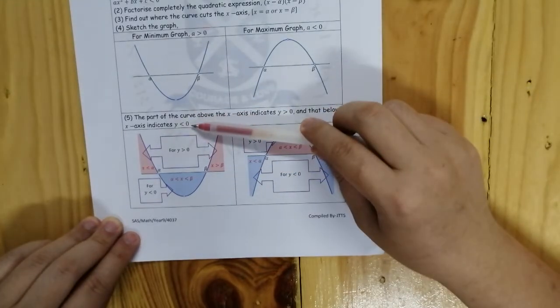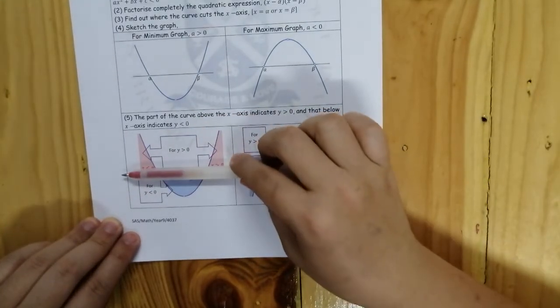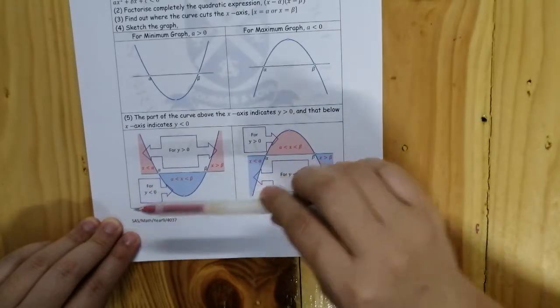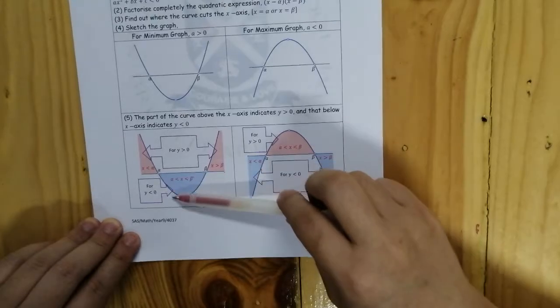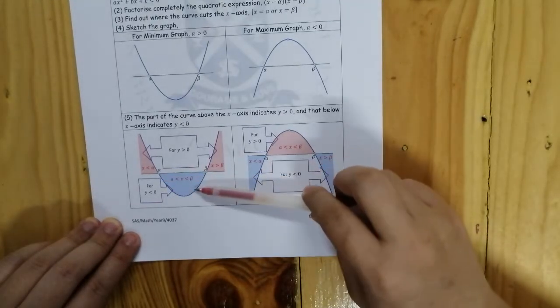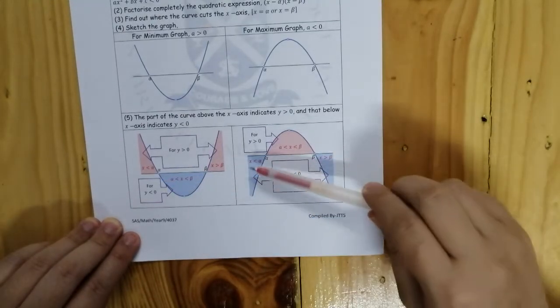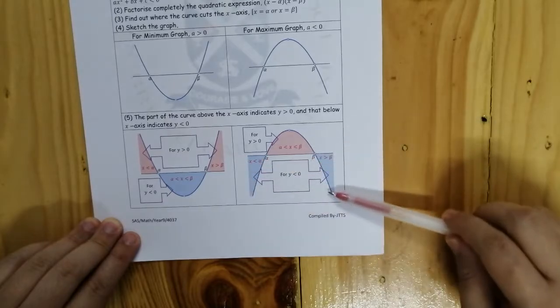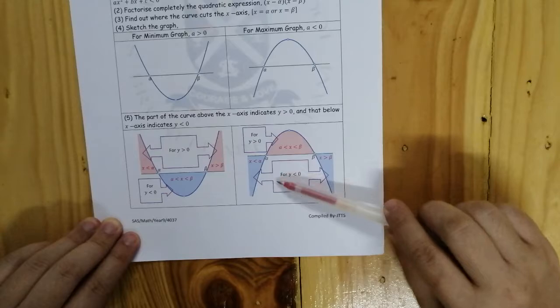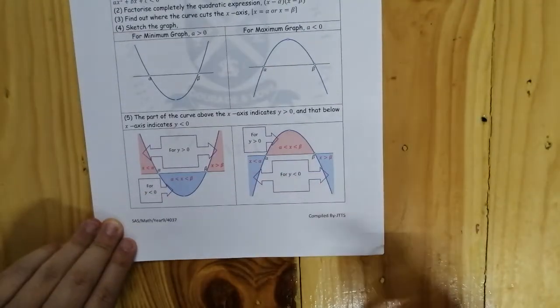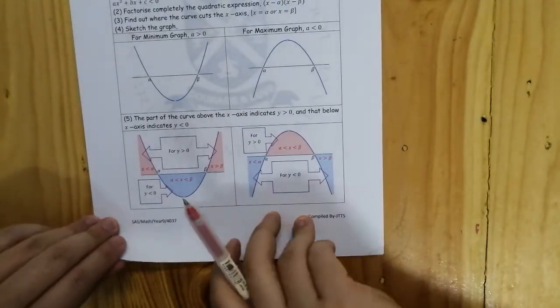Whereas for y less than 0, we are looking at anything below the horizontal line, which is denoted here by the region shaded in blue color for a minimum graph, and the blue region for a maximum graph. It's denoted there for y less than 0. Let's move on to our example.